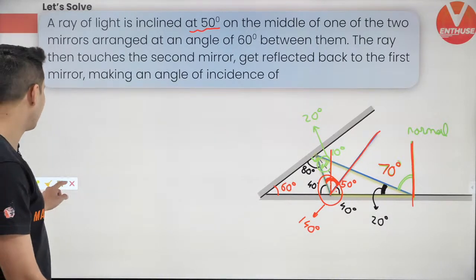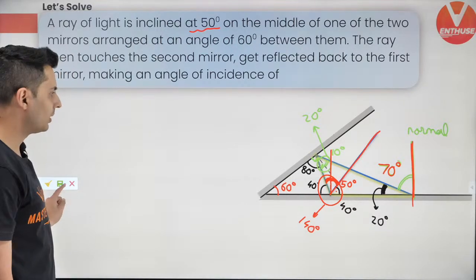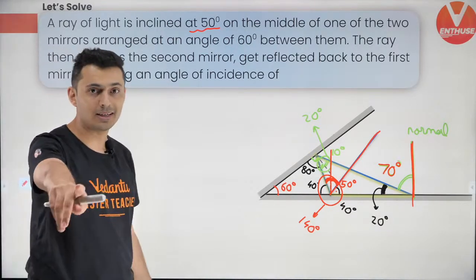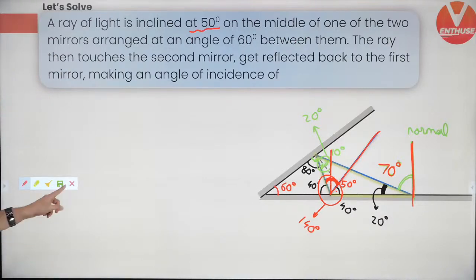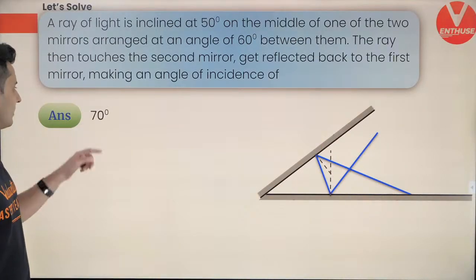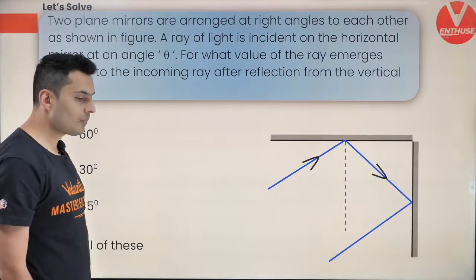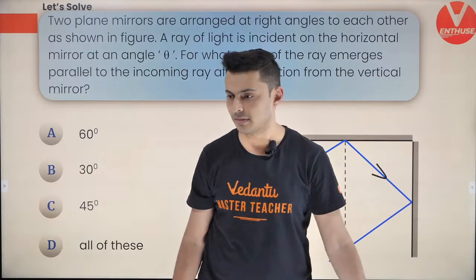Yes, the complete Kundli has been found in this diagram. So much of geometry. That's why geometry is very important. Clear? Shall we go ahead? So the answer is 70 degrees. Next question coming up on your screen.